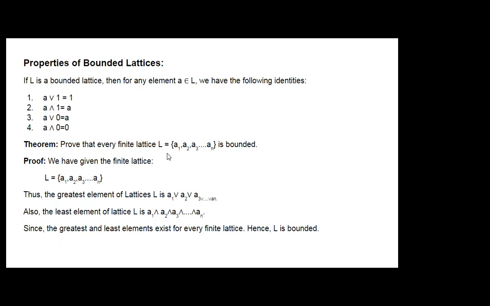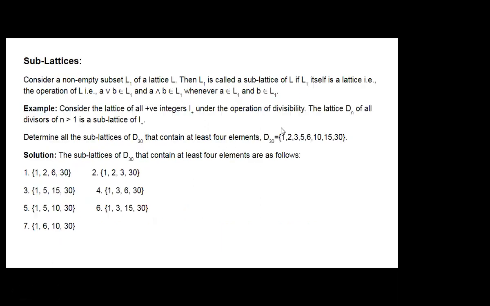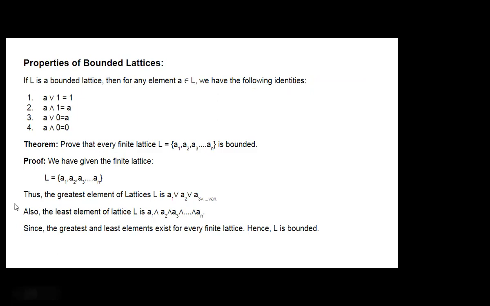Theorem: prove that every finite lattice L = {A1, A2, A3, ..., An} is bounded. The greatest element of the lattice is given by A1 or A2 or A3 or ... or An. Also, the least element is given by A1 intersection A2 intersection A3 intersection ... intersection An. Since the greatest and least elements exist for every finite lattice, hence L is bounded.